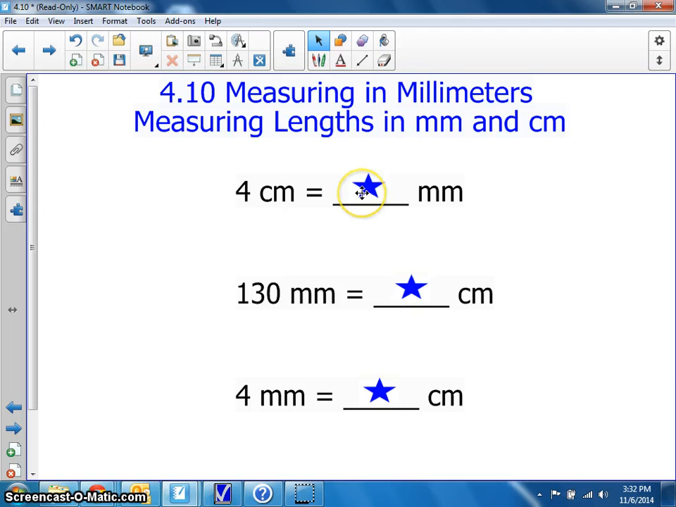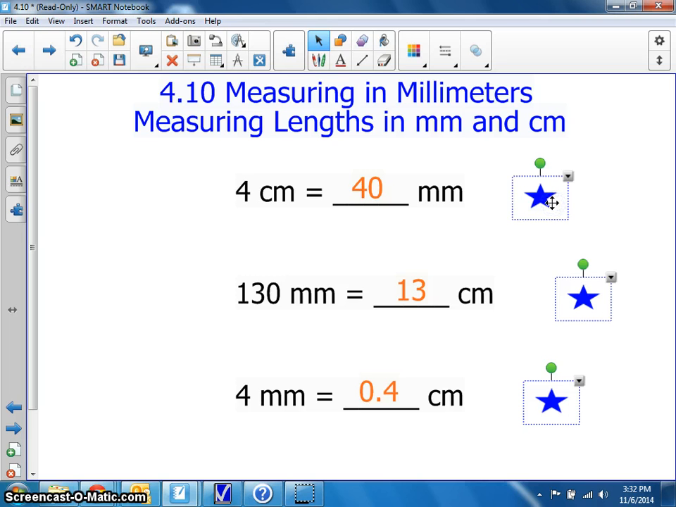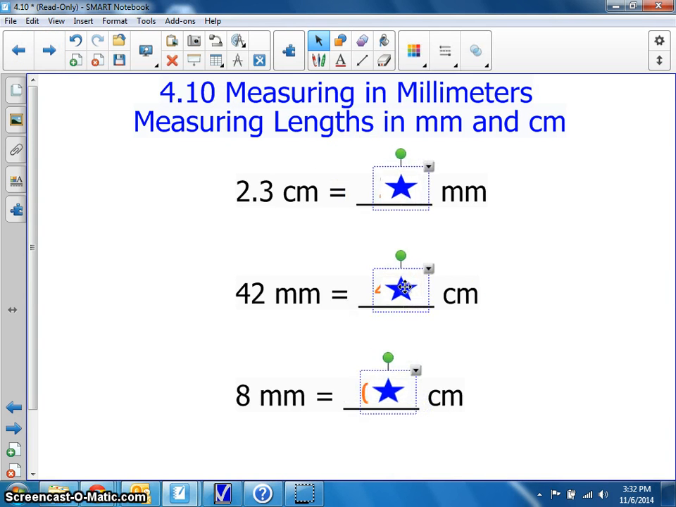So 4 centimeters would be how much? 130 millimeters would be how much? Can you answer these questions on your sheet? All right, let's see how you did. 4 millimeters, 4 out of 10, so it would be less than 1. Remember, 10 equals 1, so it's less than 1. Okay, do these, please. Pause it and put them on your sheet.